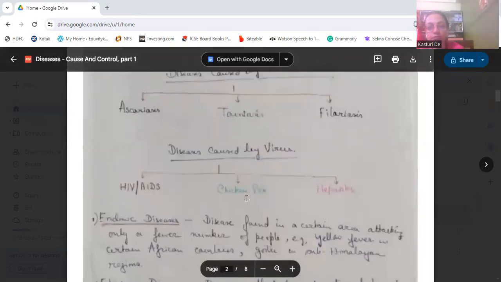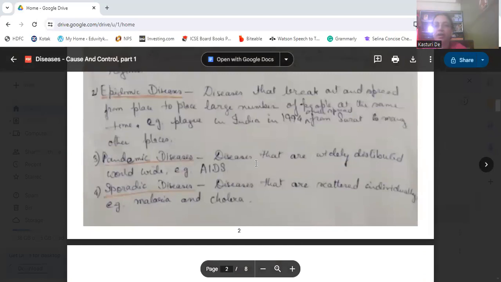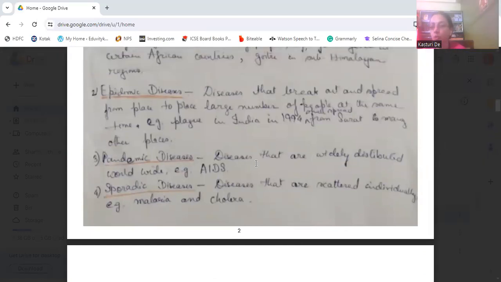Next, we come to pandemic diseases. These are diseases that are widely distributed worldwide, like AIDS. Then sporadic diseases are diseases that are scattered individually, so individuals are affected, for example malaria and cholera.